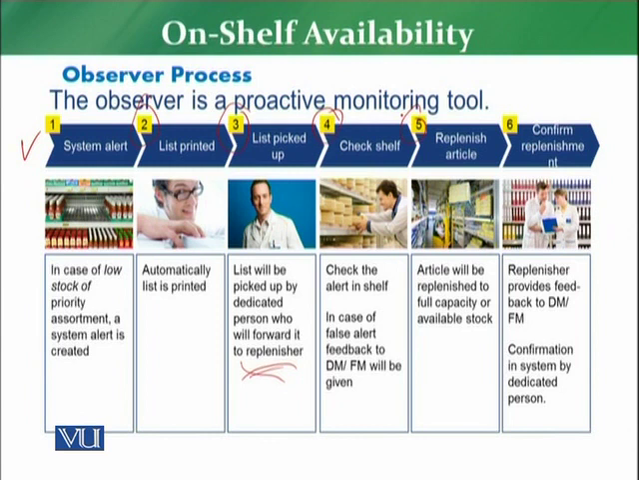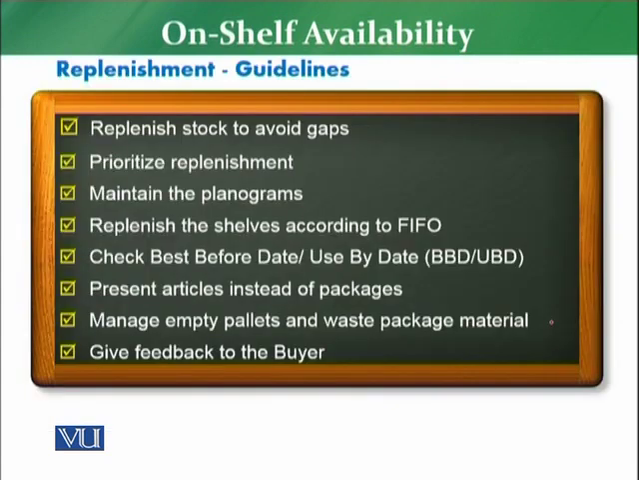Then the fifth part is to replenish the articles. Once you are there, articles will be replenished to the full capacity or to the available stock. Then the last part is that you have to confirm the replenishment, because the system will give you the alert. If the replenishment is done, it has to be updated into the system, and you have to give feedback to the department manager or floor manager so that they can confirm in the system that this replenishment has been done properly and now there is no gap available. So these are the key replenishment guidelines.